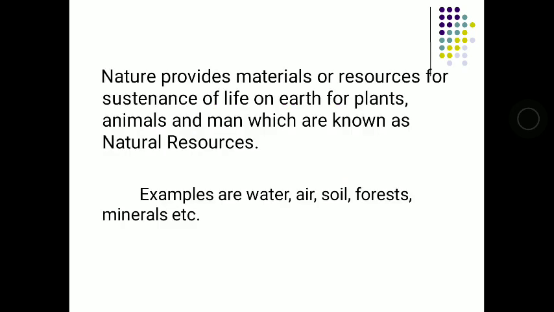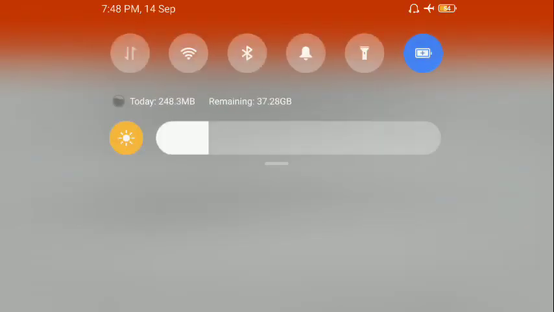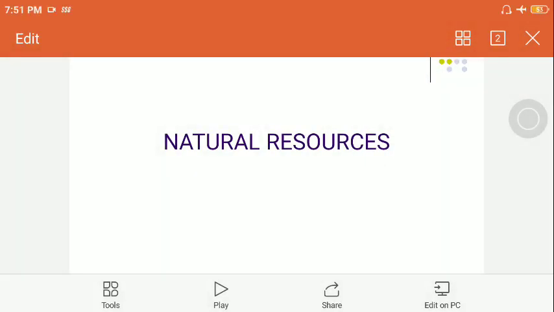So coming to the next point, that is the natural resources. So nature provides materials or resources for sustenance of life on earth. Yeah, so natural resources, what are the resources that are available given to us by nature? So water is there, air is there, land is there. There are many more renewable and non-renewable resources, so we will dive deep into it.